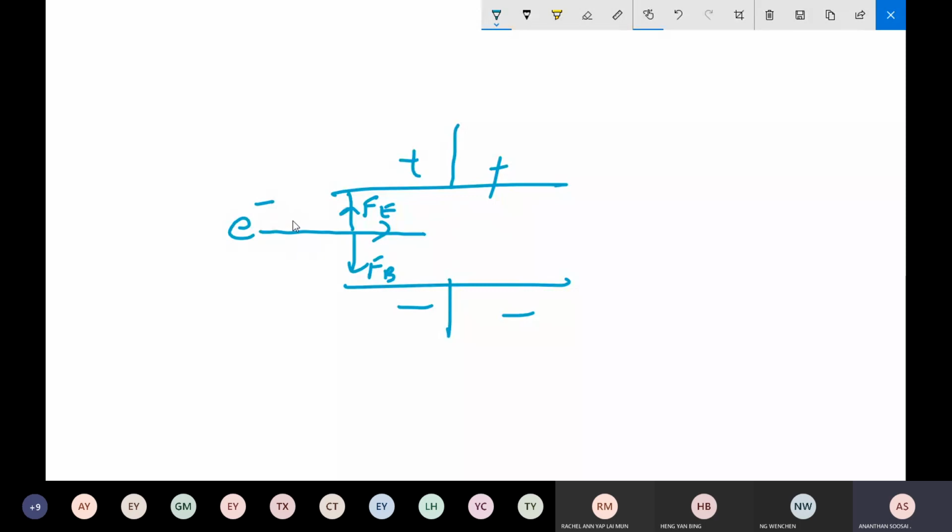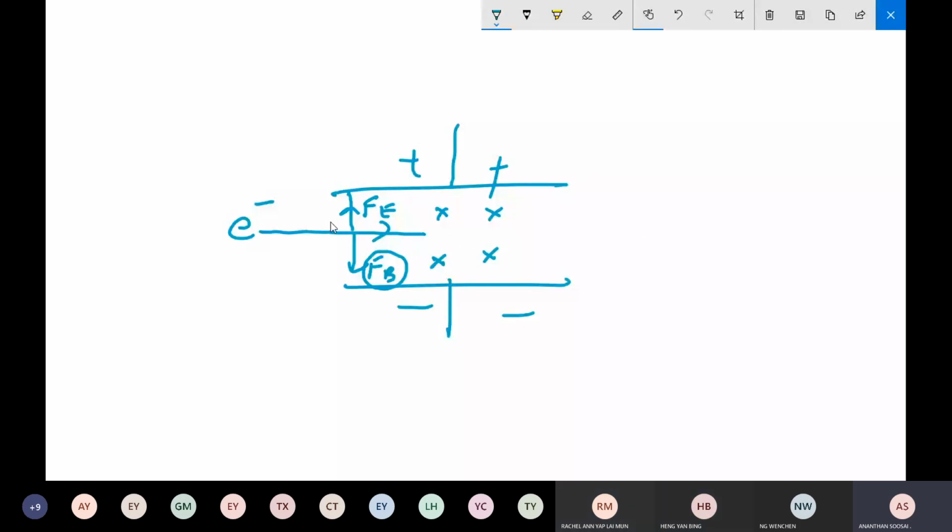The electron is moving to the right. You want the magnetic force downwards. Which direction must the magnetic field act? Into the page. Into the page, so it's a cross. Okay, use Fleming's left-hand rule.